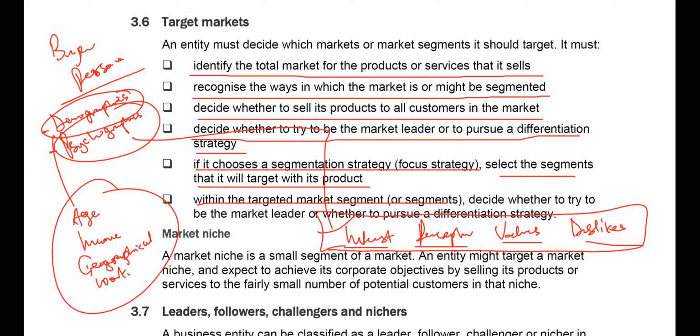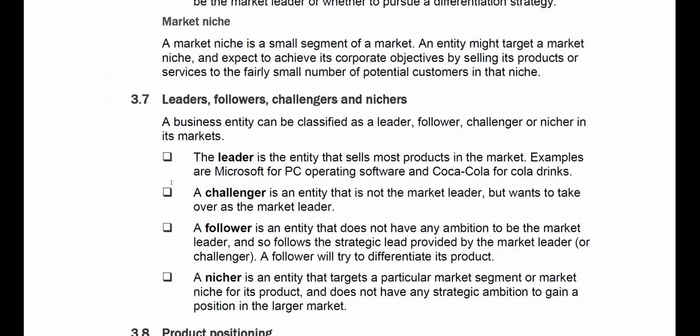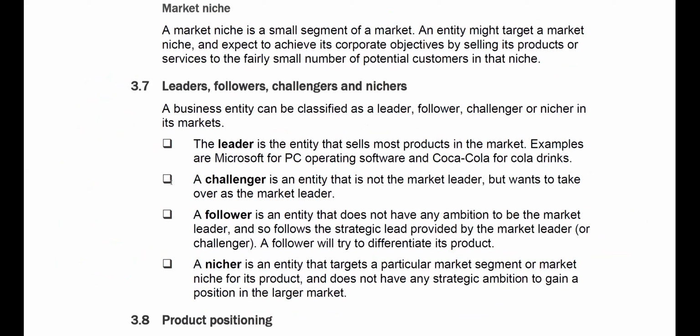And within the target market segment, decide whether to try to be the market leader or whether to pursue what? A differentiation strategy. I hope that is okay. So that's market targeting in simple steps. Now, what is a market niche? It's a small segment of the market, and an entity might target a market niche and expect to achieve its corporate objectives by selling its products or services to a fairly small number of potential customers in that niche.